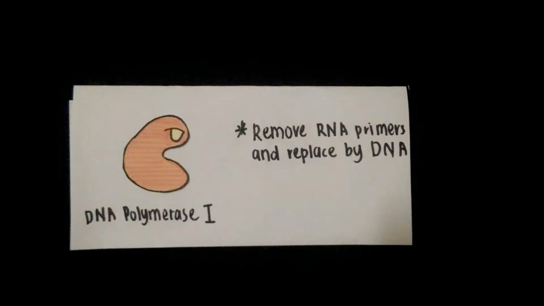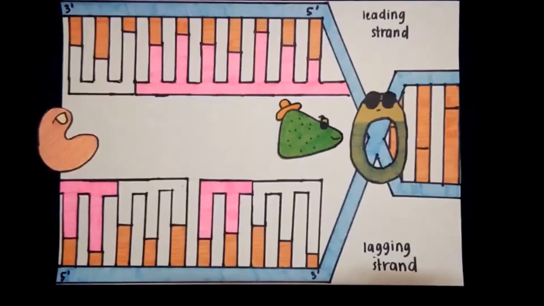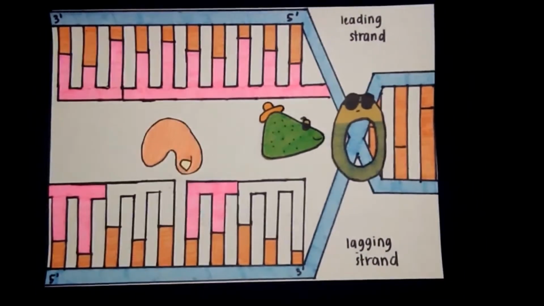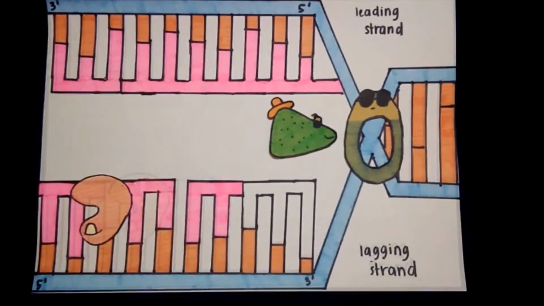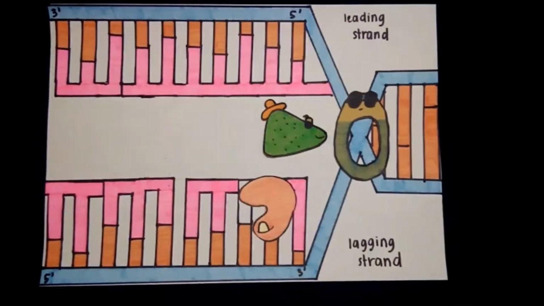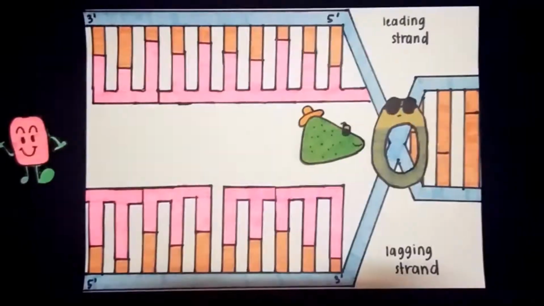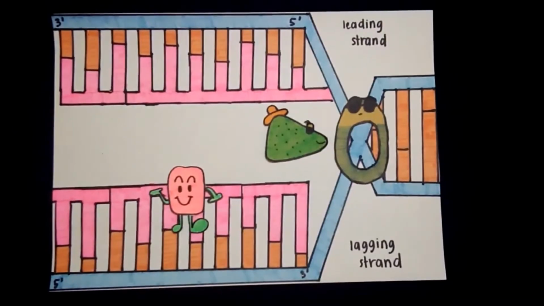The DNA polymerase I, which is also known as the exonuclease, will remove the RNA primers and replace them with DNA to continue the process. Then, the gaps between the DNA fragments are sealed by DNA ligase, which joins the Okazaki fragments together.